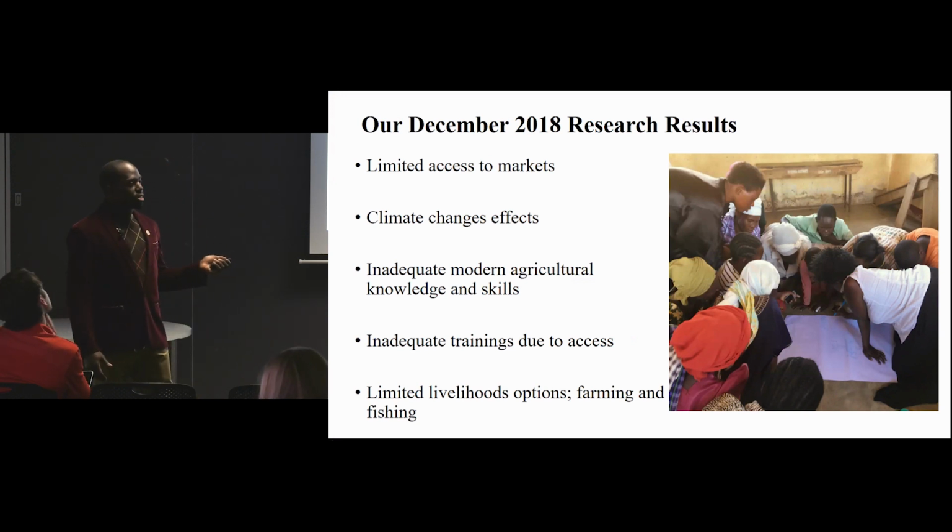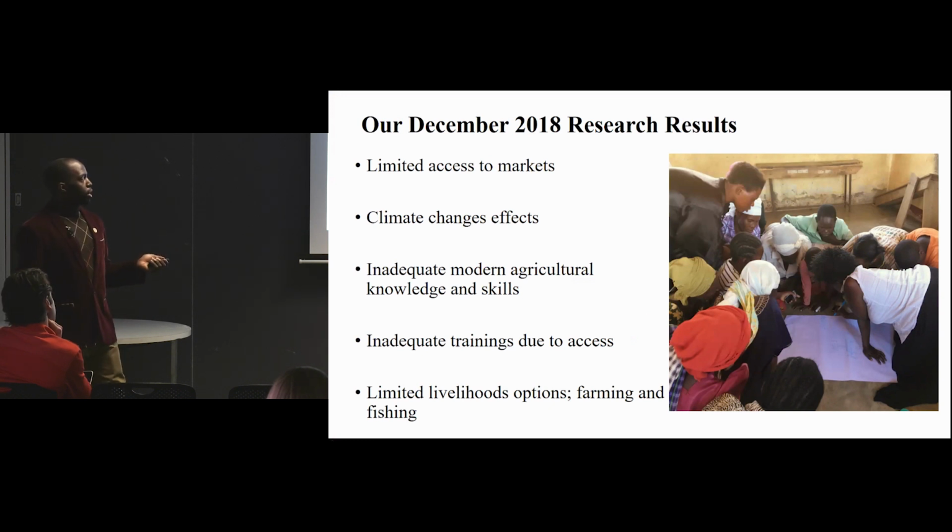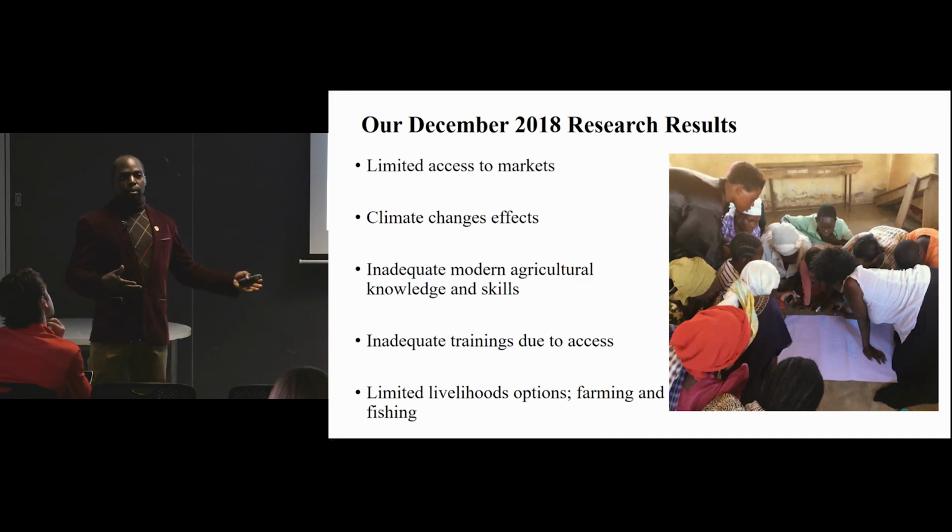Limited access to markets actually came out very strongly. We met with different groups, just like you see them, and every group was crying about market access. Then also climate change effects was an issue. Then inadequate modern agricultural knowledge and skills, because these people are practicing agriculture as a tradition, they don't have enough trainings. And limited access to trainings. And then livelihood options, because these are fishermen and farmers. They don't have many options for improving their livelihoods or generating an income.